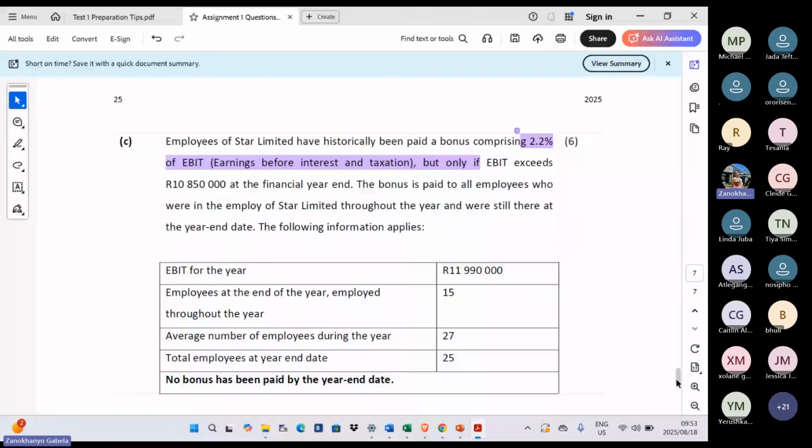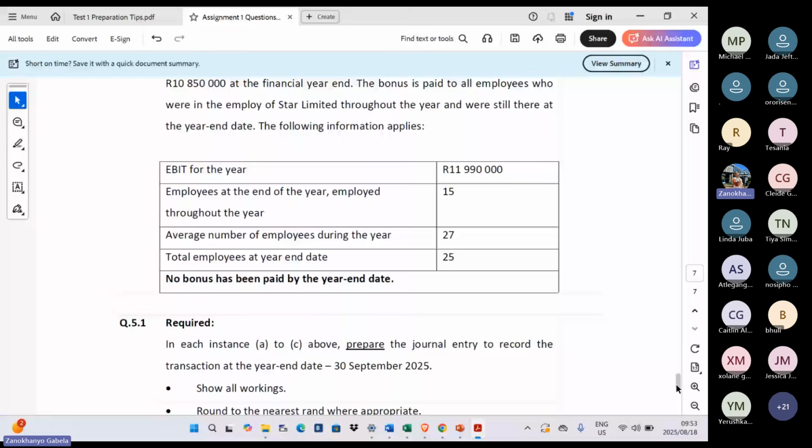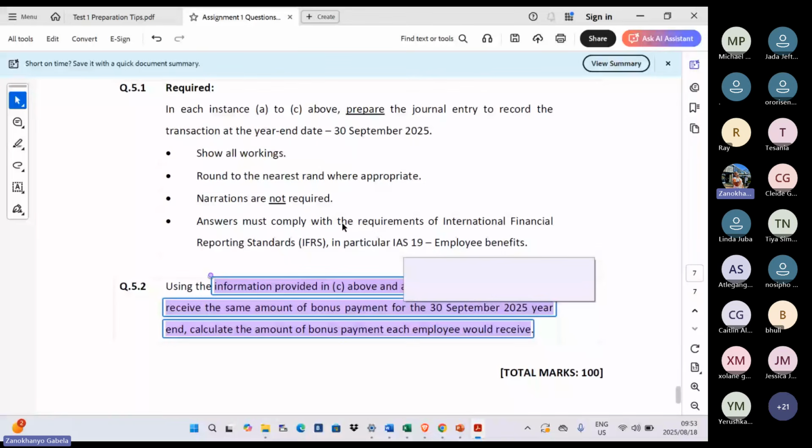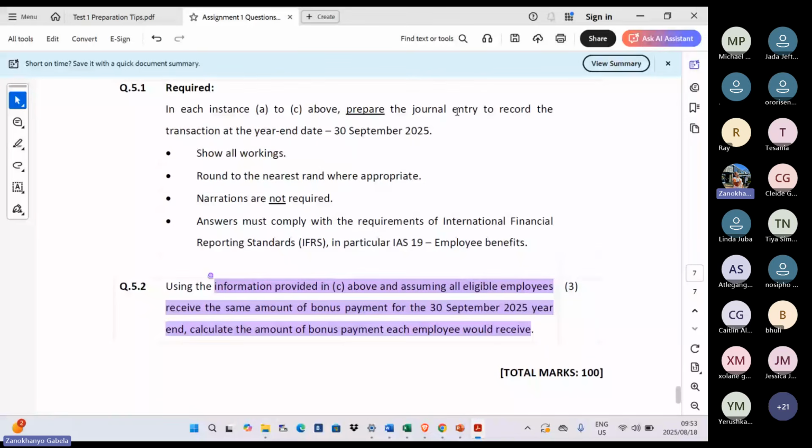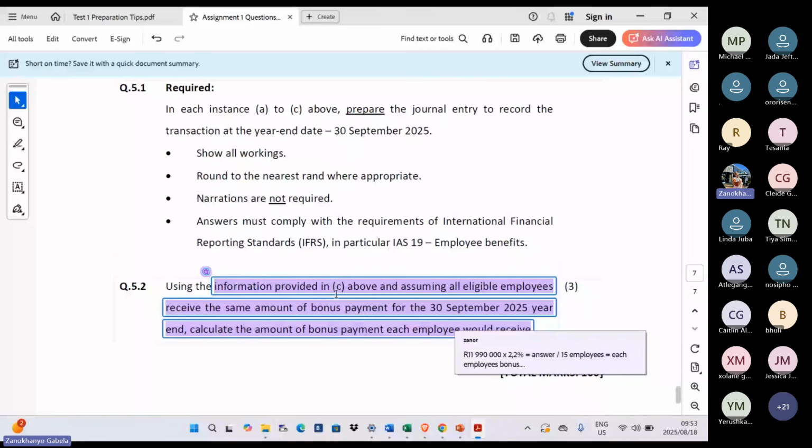Then they say required. In each required, prepare the journal entry to record the information on 31st December. We did that one from A to C. Narrations are not required. Answers must comply. Okay, perfect. Then it says using the information in C and assuming all eligible employees receive the same amount of bonus, calculate the amount of bonus payment which employee will receive. But that's very easy. It doesn't scare us at all.